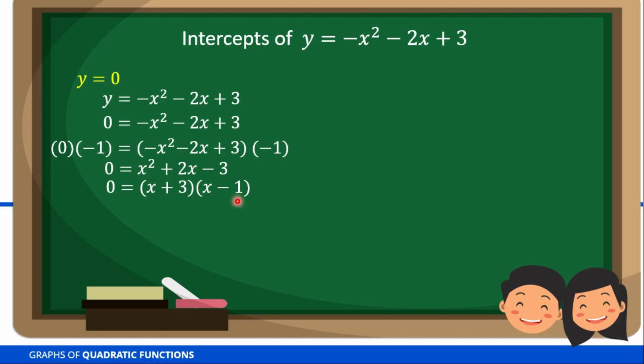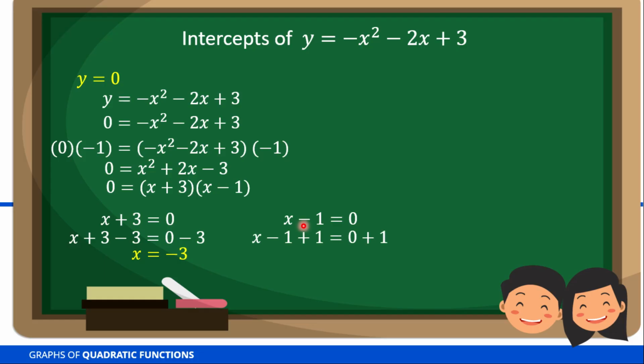Now, let's get the values of x using the zero product property. We have x plus 3 is equal to 0. Mag-add tayo both sides ng negative 3 para x lamang ang maiwan sa isang side. So, it will become x is equal to negative 3. Next, gamitin natin yung x minus 1. X minus 1 is equal to 0. Kailangan x lang din ang maiwan dito sa isang side. Mag-add tayo both sides ng positive 1. It will become x is equal to 0 plus 1, positive 1. Ito na yung ating x-intercepts. We have negative 3 and positive 1.